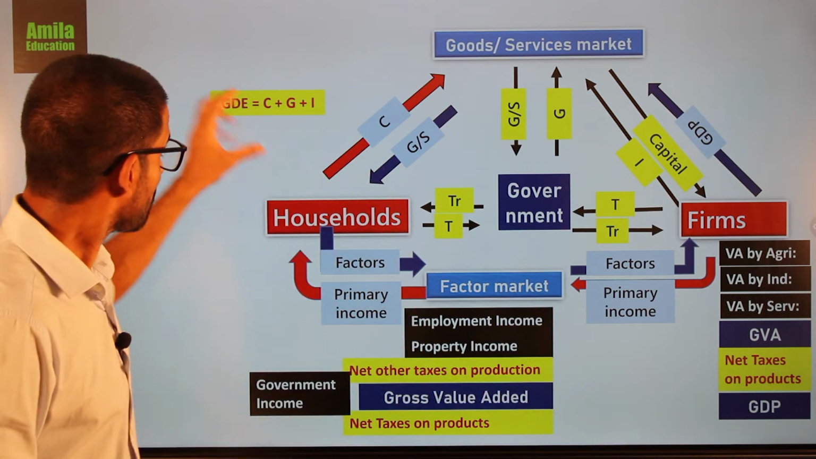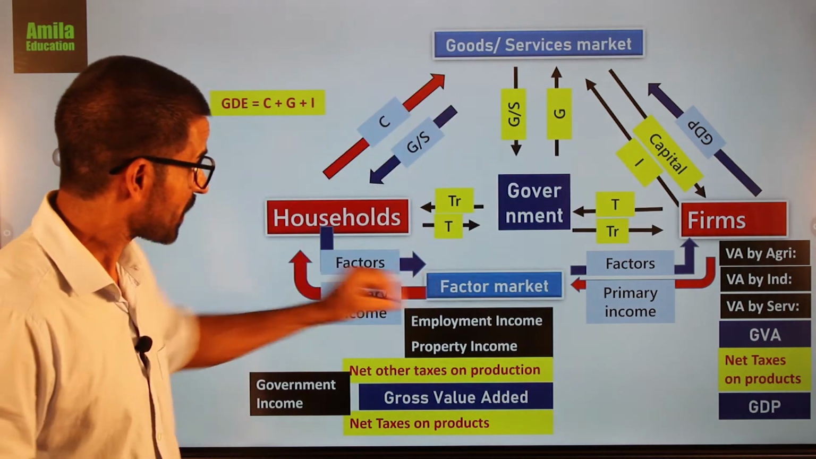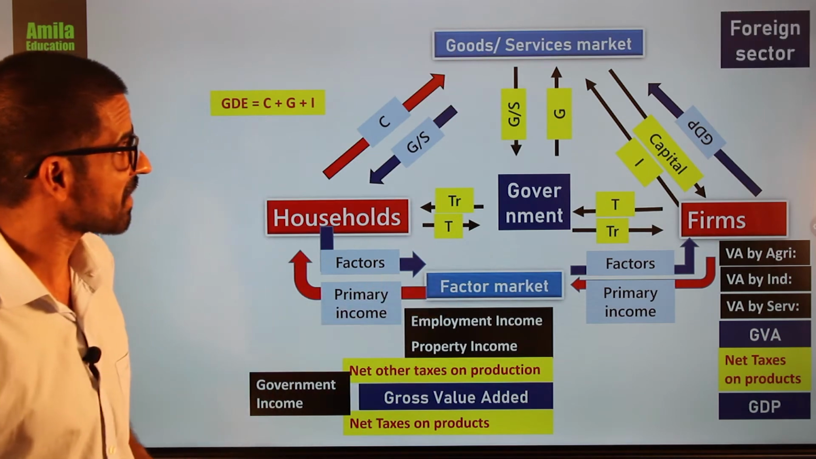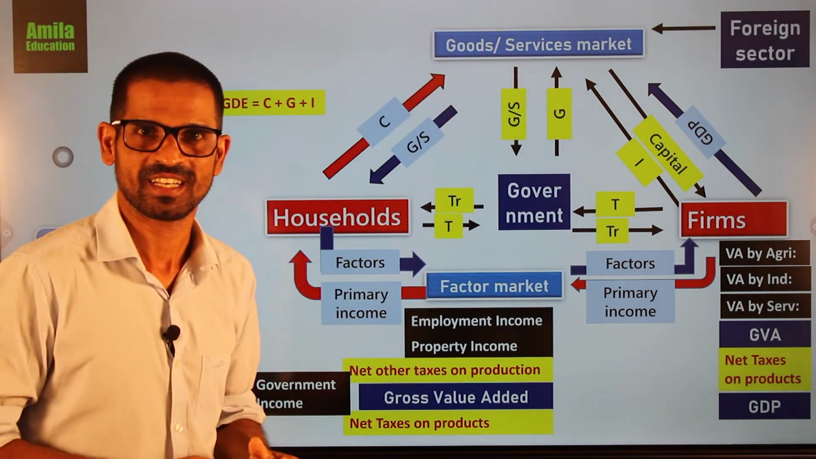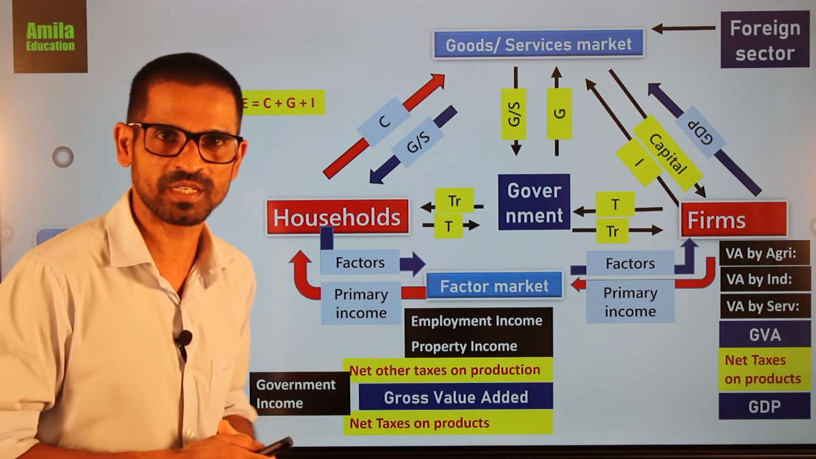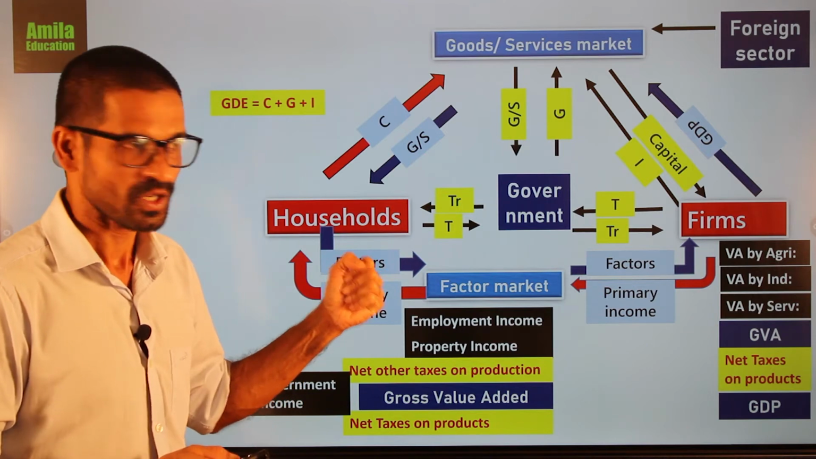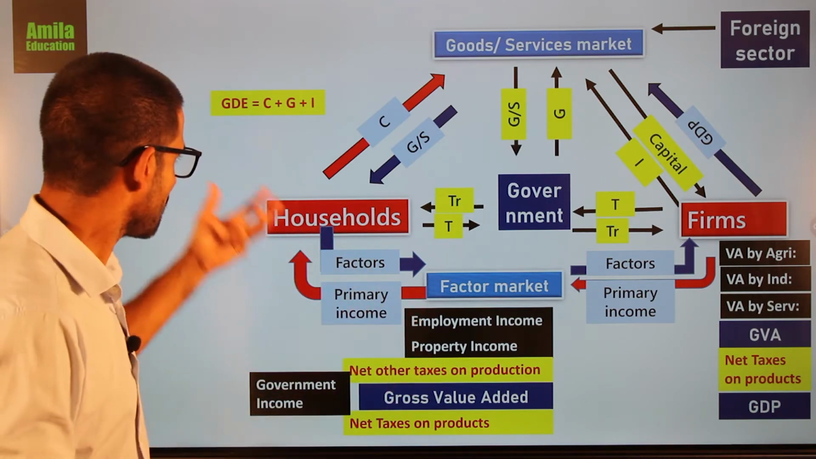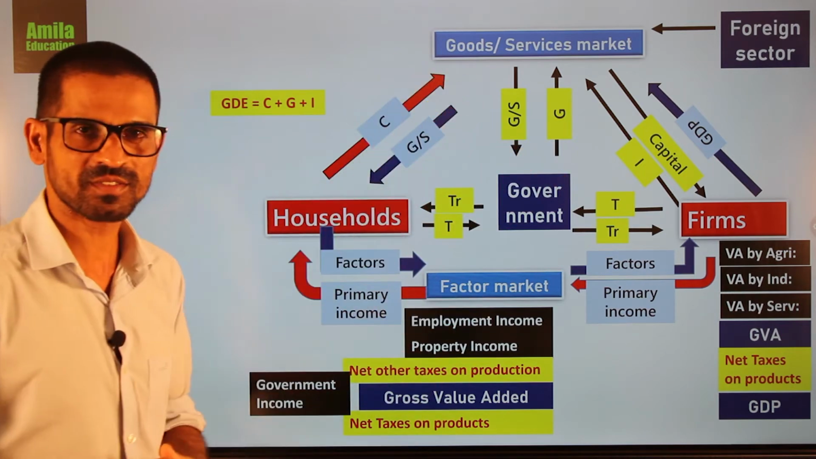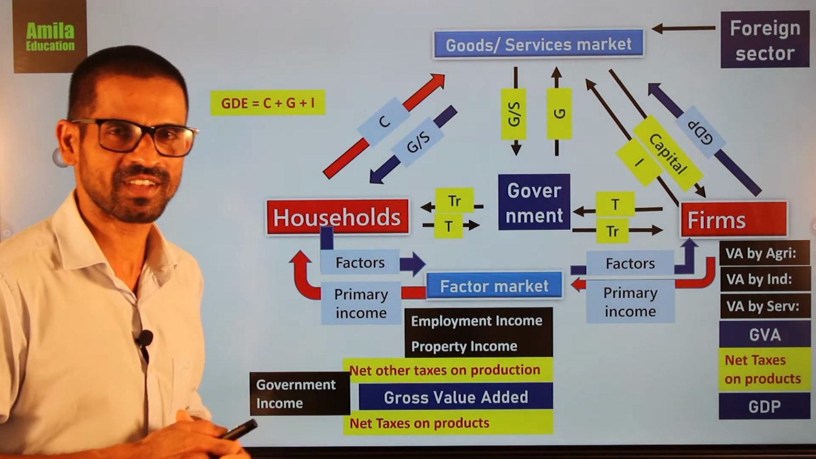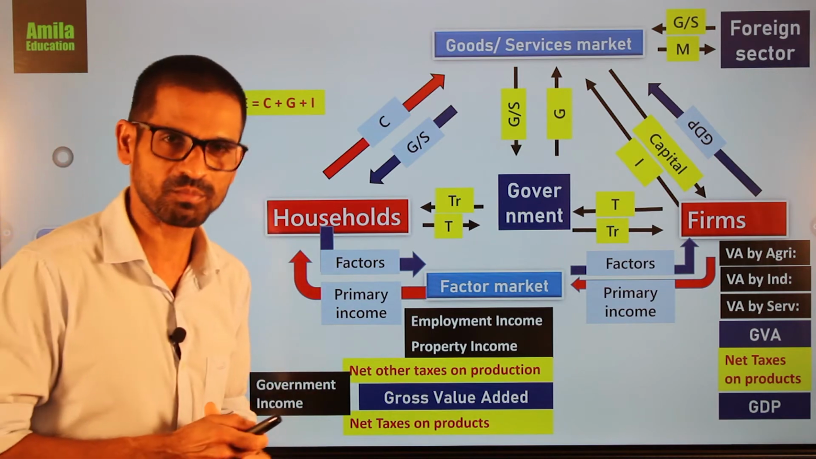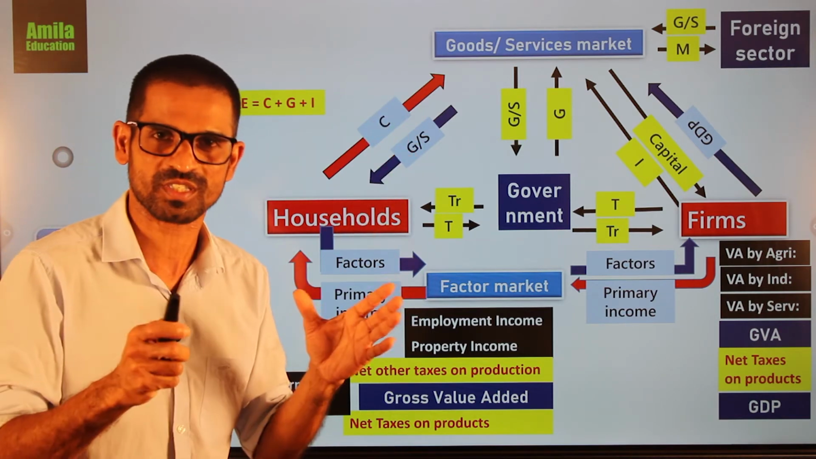Why? Because within this bulk expenditure, within this gross domestic expenditure, there are goods and services purchased from the foreign sector. For example, this smart board is not domestically produced. This is imported. So within our consumption, whether it is household consumption, government consumption or investment, goods and services purchased from foreign countries are also there, which is known as imports. The letter M represents imports.